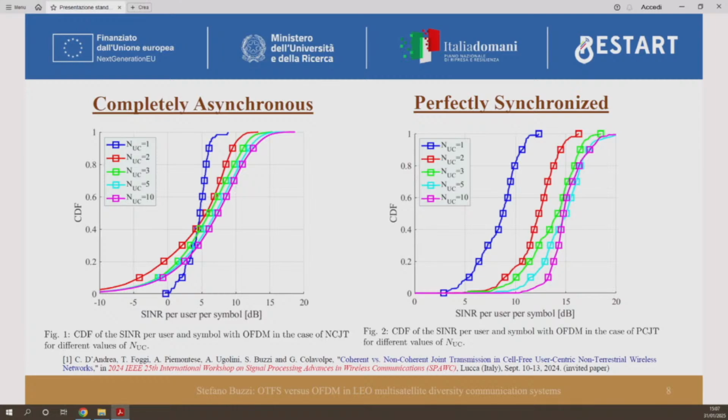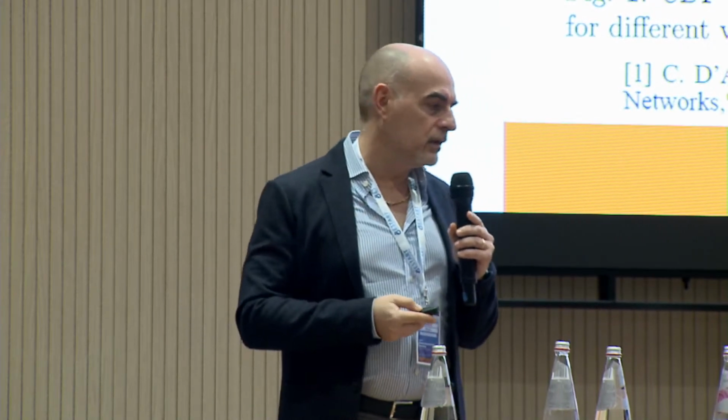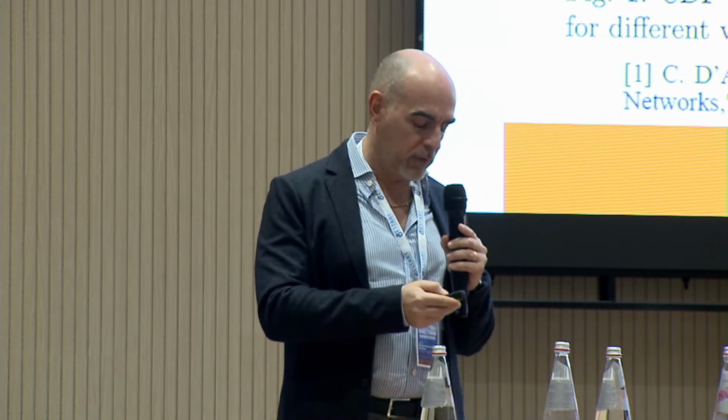But if we are in the case where we don't care about the synchronization, so we don't take into account the synchronization error and we don't do anything to compensate for it, we see that there is a crossing between the blue curve, which corresponds to the case where there is just one satellite serving one user, and the other curves, which correspond to the case where there are multiple satellites. In particular, we have a crossing because, in the upper part of the CDF, it represents the case where we have constructive interference of the contributions, but for about 50% of the cases, the interference will be destructive and we have worse performance.